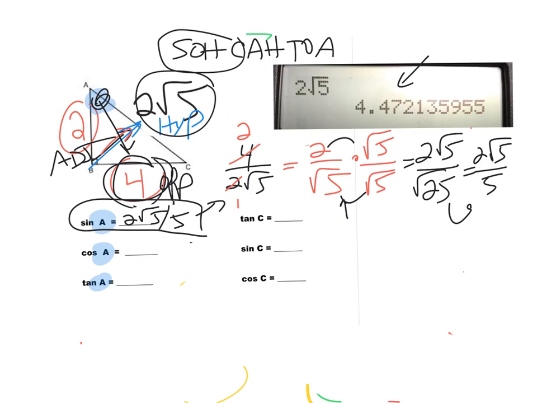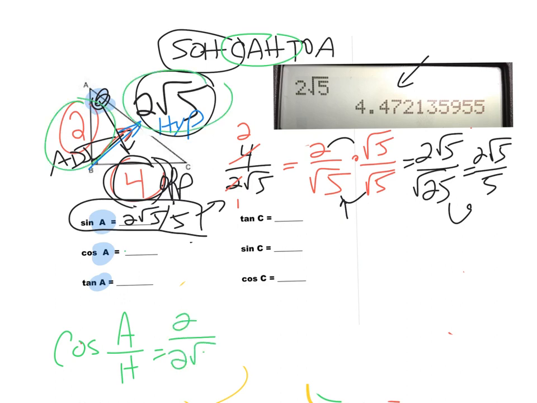Let's now do the cosine. The cosine is equal to the adjacent over the hypotenuse. Our adjacent was 2. The hypotenuse is 2 radical 5. So I have 2 over 2 radical 5. 2 goes into 2 once, 2 goes into 2 once, so I have 1 over radical 5. Unfortunately, again, I have to rationalize the denominator because I have this radical in the bottom of a fraction.